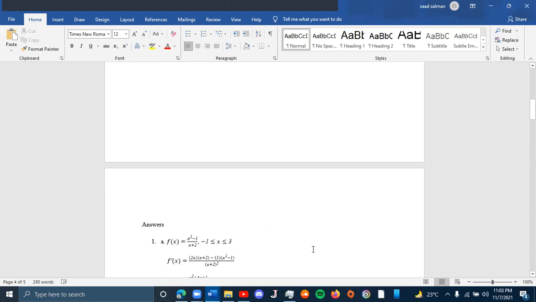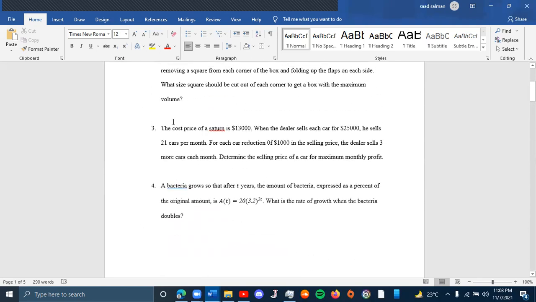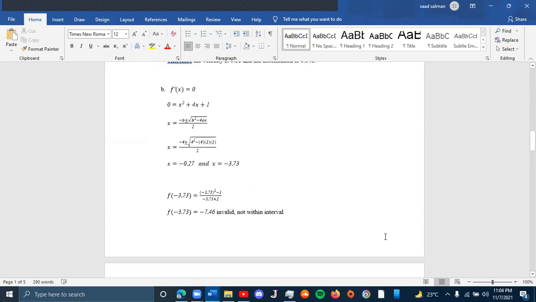So moving on to question number 3, which is: the cost price of a Saturn is $13,000 when the dealer sells each car for $25,000. He sells 21 cars per month. For each car reduction of $1,000 in the selling price, the dealer sells 3 more cars each month. Determine the selling price of a car for maximum monthly profit.